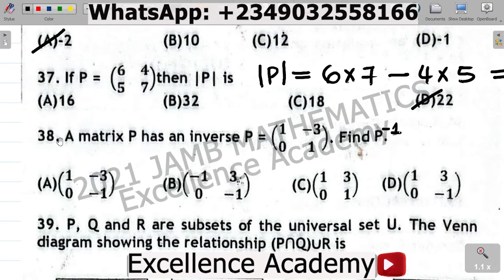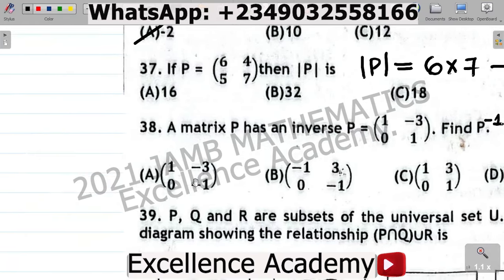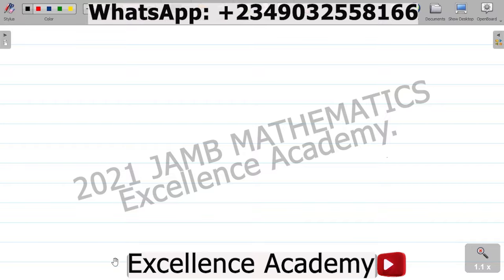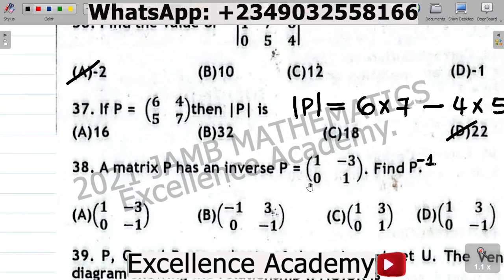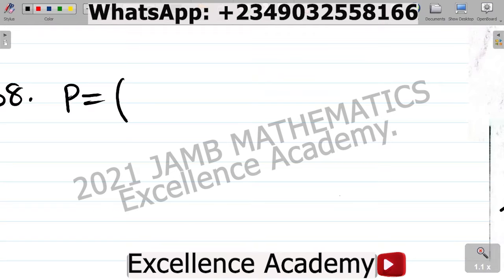38 says if a matrix P has an inverse, the matrix P is given as 1 minus 3, 0, 1. Find the inverse of P. So how do we solve this? Let's write 38 down. For 38, we're given the matrix P as equal to 1 minus 3, 0, 1. We are asked to find the inverse of P.